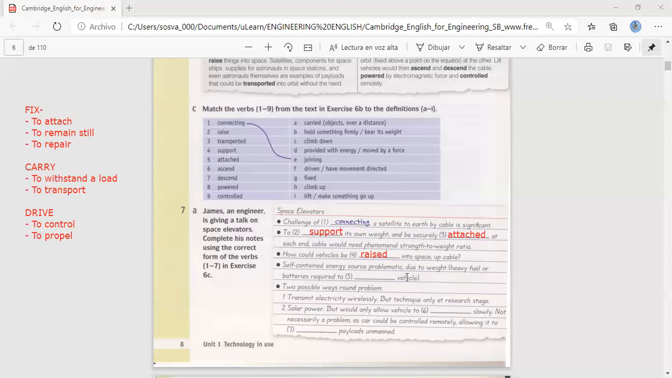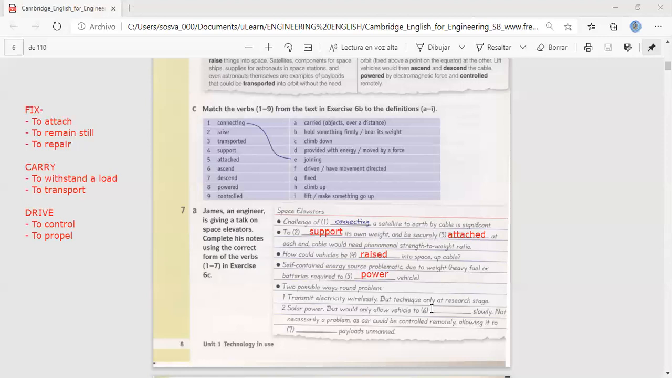The next note is, a self-contained energy source is problematic due to the weight of the fuel or batteries required to power the vehicle. We're talking about fuel or batteries, that means energy, power. Exactly, to power the vehicle. And the last one is, the two possible ways around the problem.